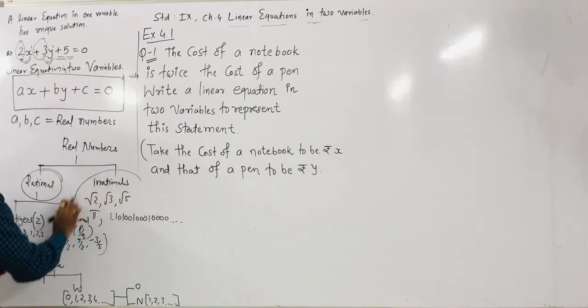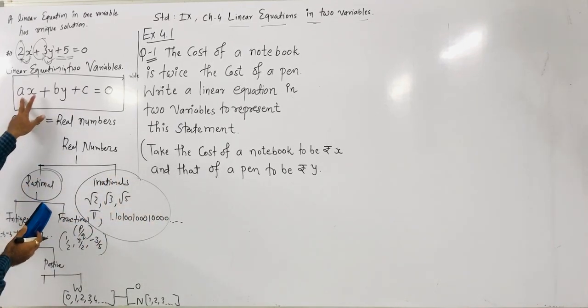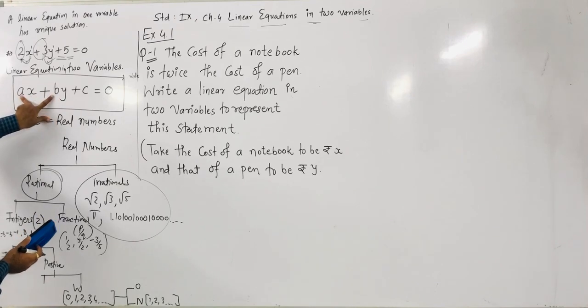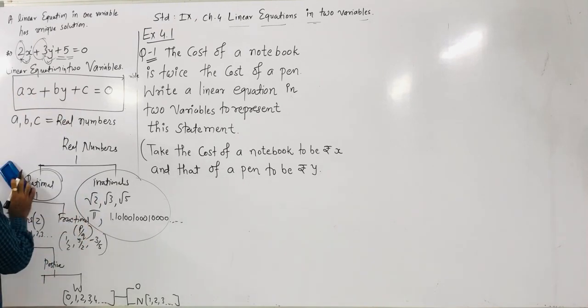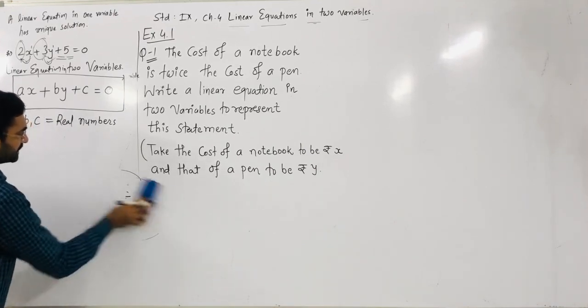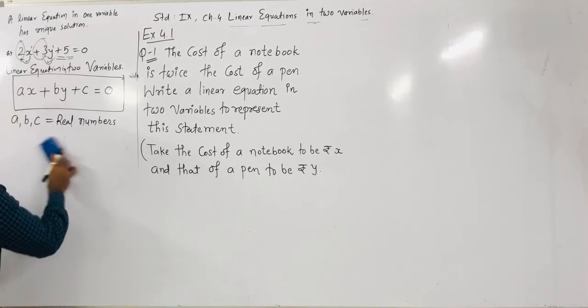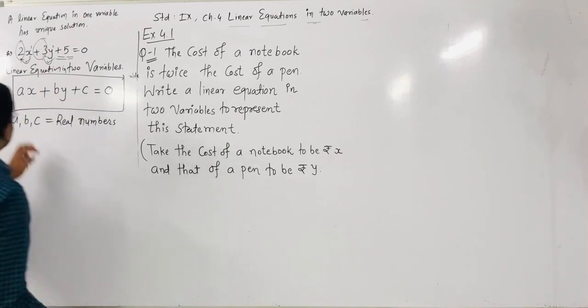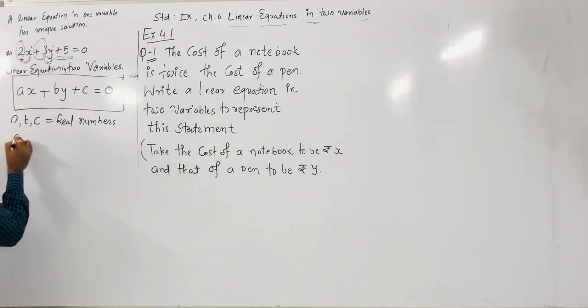Okay, so you have to remember that table, in which real numbers mean rational numbers as well as irrational numbers. So the coefficients of x and y we can take as rational or irrational numbers. The values of a, b and c we can take as any rational or irrational value. Okay, so now another thing: your a and b values are not equal to 0.